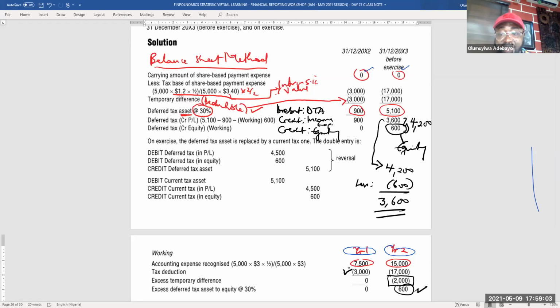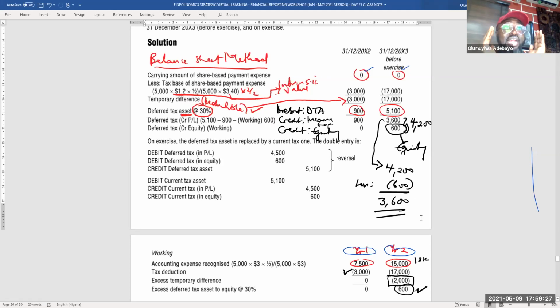Peradventure, if what we have added here is somewhat 18,000, therefore there won't be any movement going to equity. In that case, the entire 4,2 will have been a credit to our profit or loss. And that is that. Any question on the deferred tax implication here?